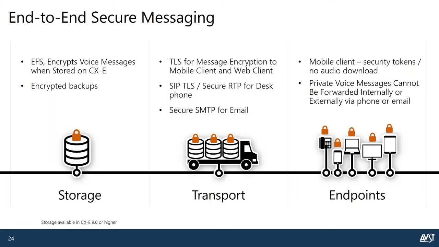9.0, our software release that comes out next, will actually put the final piece in place, which is encryption of the messages at rest. In other words, messages on the CX will be encrypted using EFS. We've for years now had the transport secure, TLS and SRTP for the SIP trunk connections, and secure SMTP for email, and SSL for web connections, and we're completely secure on the wire. And our clients are secure.